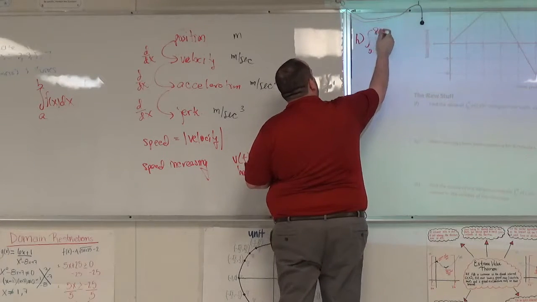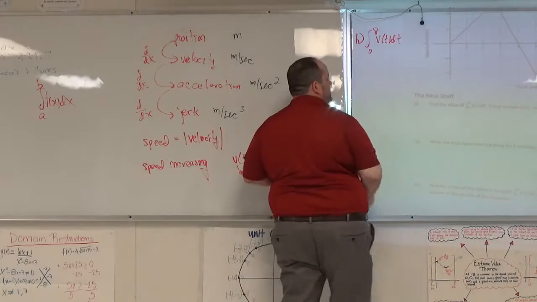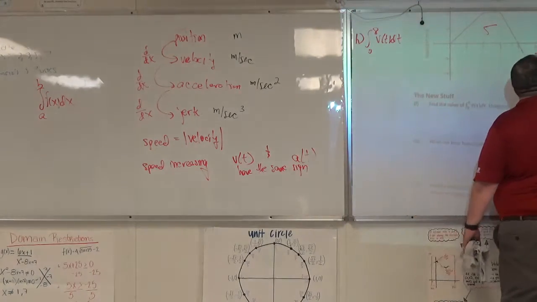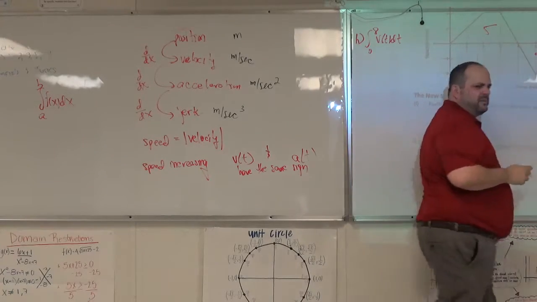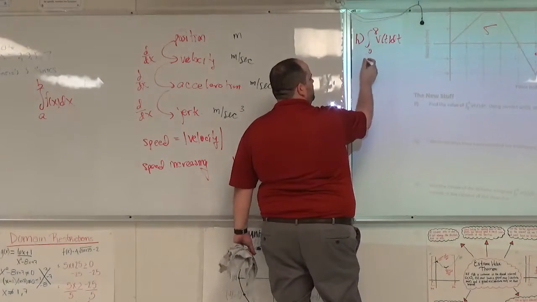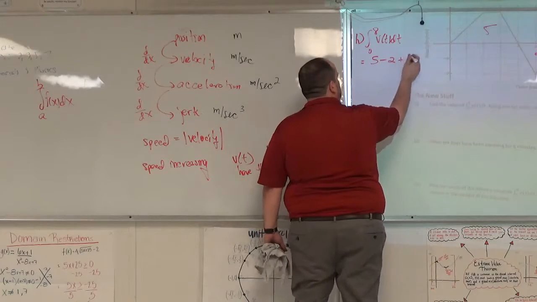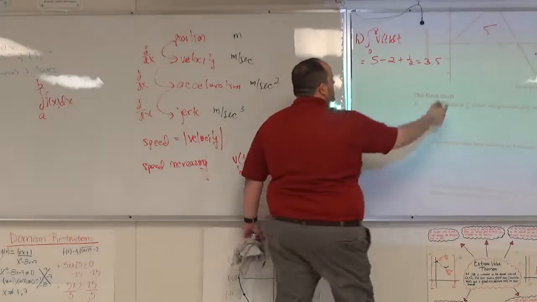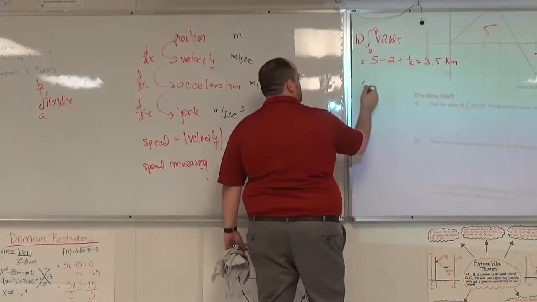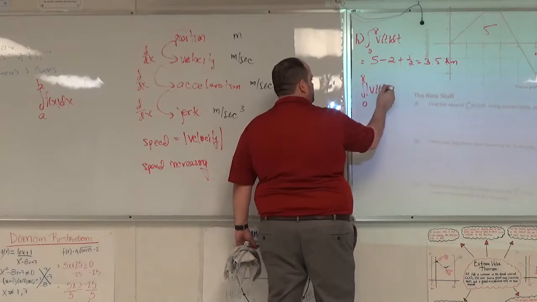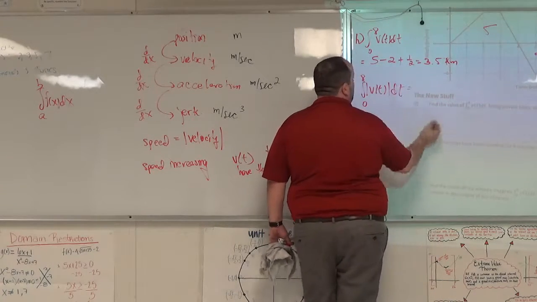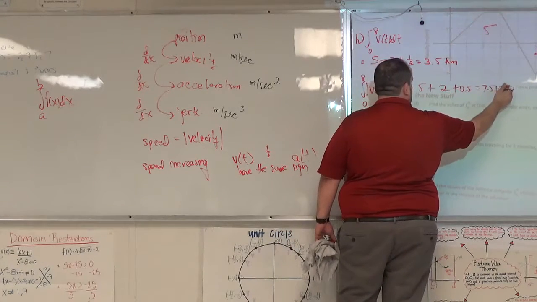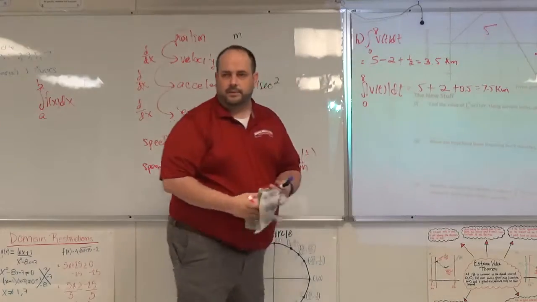So the integral from 0 to 8 of v of t dt, we know that's 5, we know that's 2. And given 7.5, is that 1/2 over there? Yes. Alright, so the integral from 0 to 8 should be 5 minus 2 plus 1/2. Is that 3.5? Yes. Okay. So 3.5 kilometers. The integral from 0 to 8 of the absolute value of v of t dt is going to be 5 plus 2 plus 0.5, 7.5 kilometers.